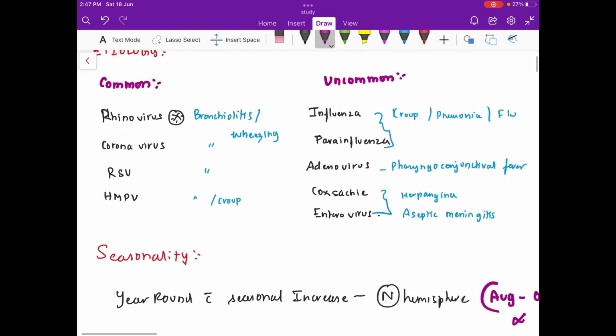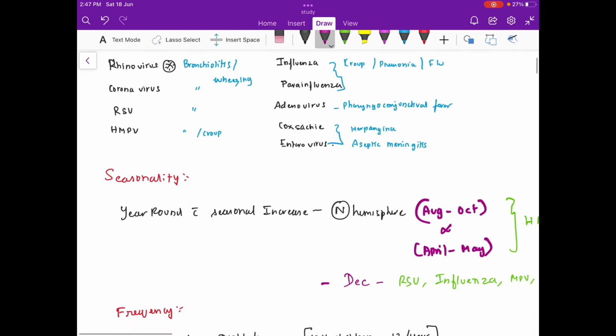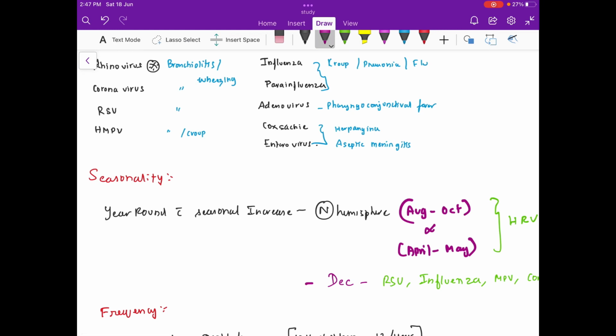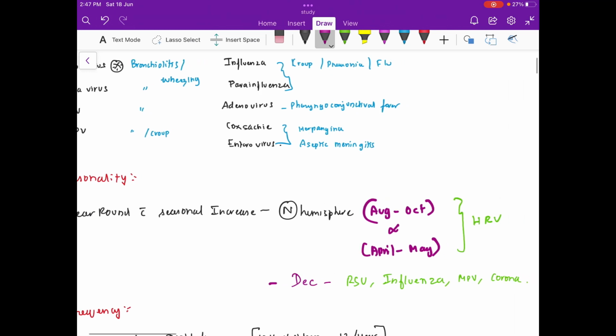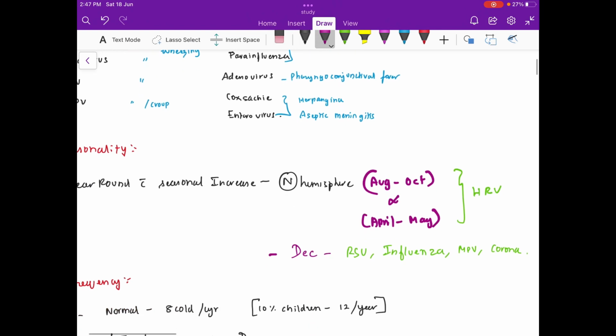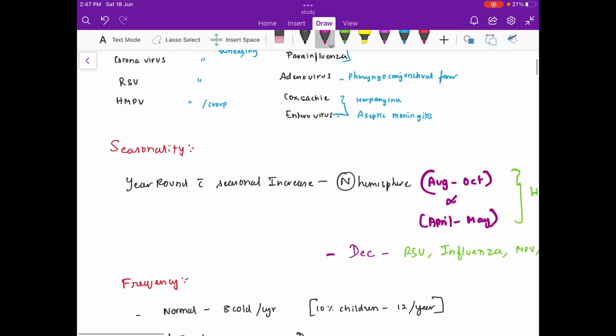Coming to the seasonality of the common cold, it occurs year-round. Usually when we get a common cold, we basically label it as upper respiratory tract infection all year round, but there are certain seasonality differences, with maximum occurrence in the northern hemisphere in the August-October window and the April-May window, which is either the late spring or the early fall. In the winter times, it is usually caused by respiratory syncytial virus, influenza virus, metapneumovirus, and coronavirus.